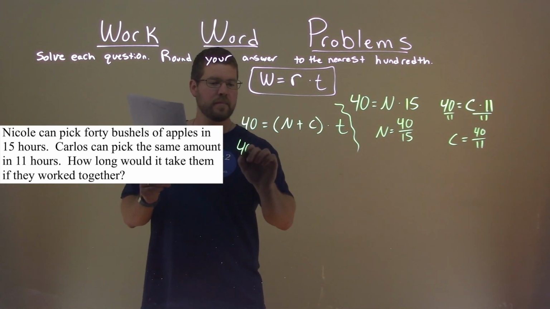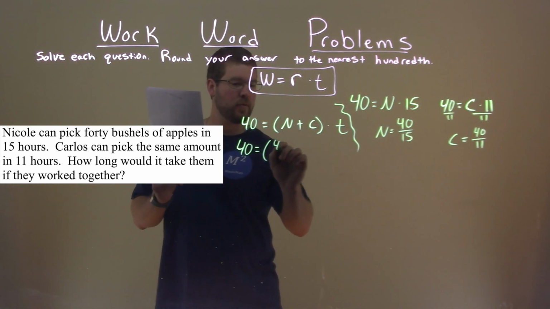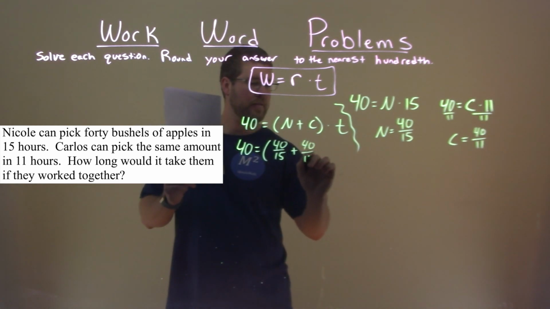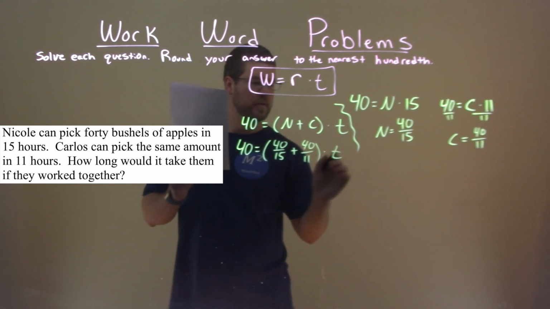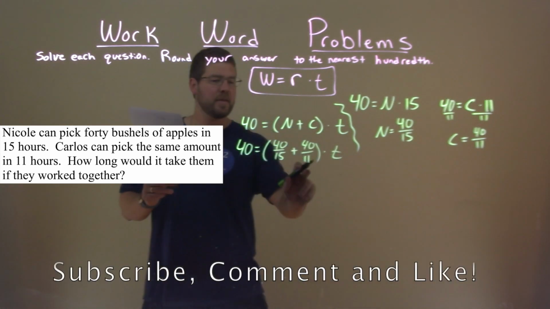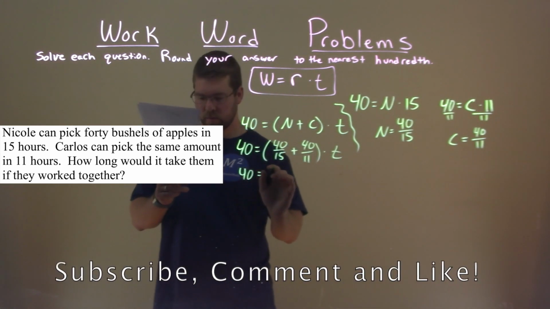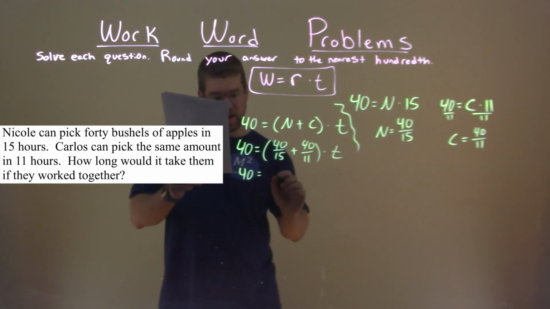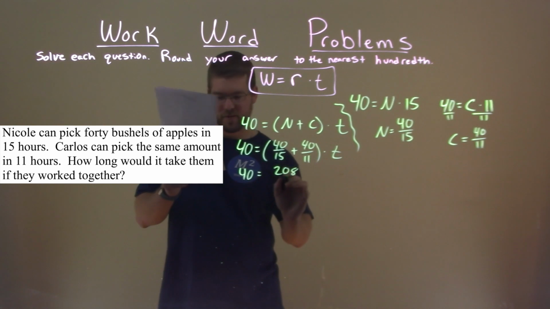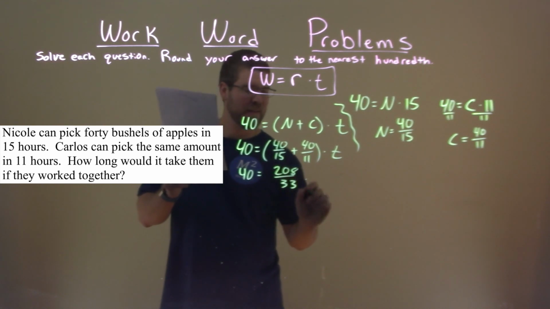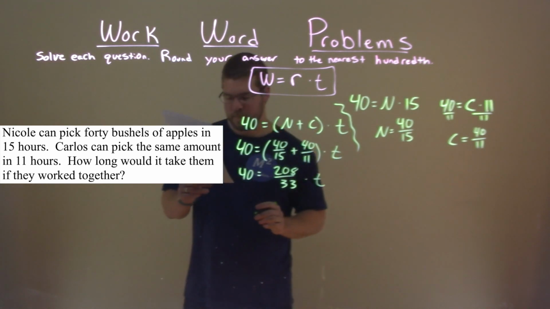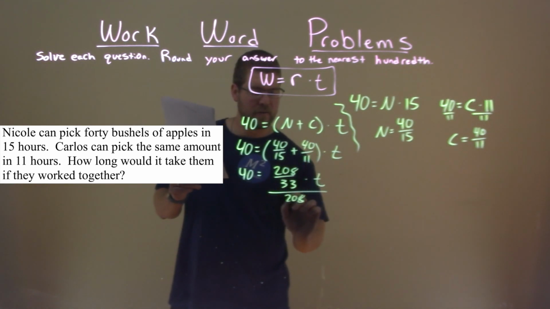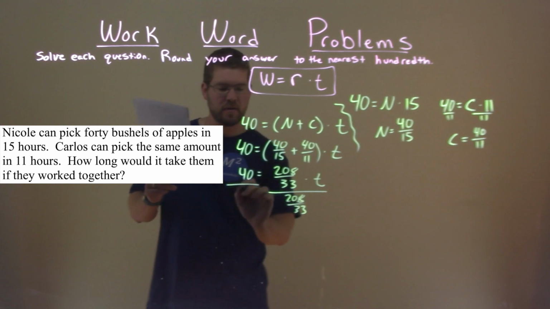So 40 equals n, which is 40 over 15, plus c, which is 40 over 11, Carlos's work rate, times time. We add these two together, and 40 equals 40 over 15 plus 40 over 11, which comes out to be 208 over 33, and we're multiplying that by time. We divide both sides by this big fraction, 208 over 33.